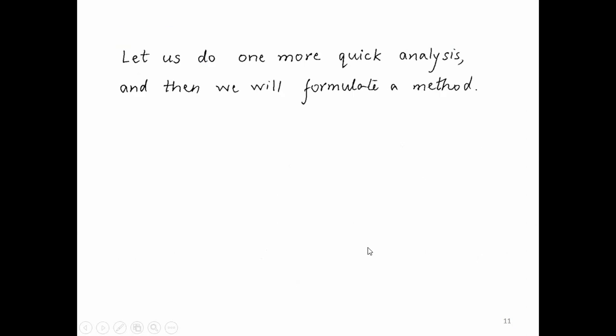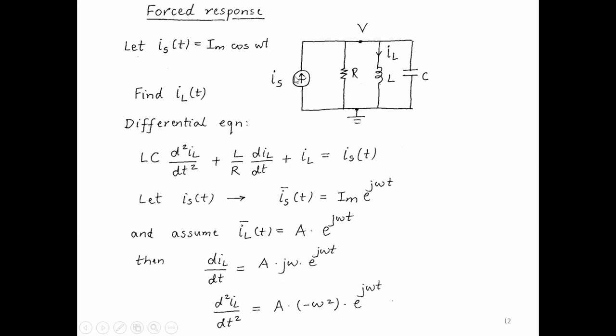Okay, let's do one more quick analysis, then we'll formulate the method. So let us say this is our circuit: a current source in parallel with RLC, and let Is be a sinusoidal Im cos omega t. Then for IL, we have derived before, so I am not deriving it again, it is LC d2IL dt squared plus L by R dIL dt plus IL equal to Is of t, where Is is this.